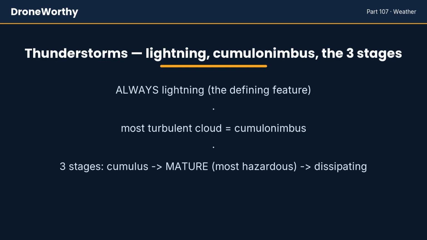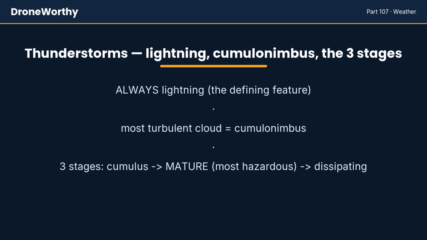Now the violent end of instability, thunderstorms. Three quick facts the exam loves. One. The defining feature of a thunderstorm is always lightning. Not hail, not heavy rain. Those come and go, but thunder means electrical activity, so lightning is always there. When a question says always, pick the defining feature.